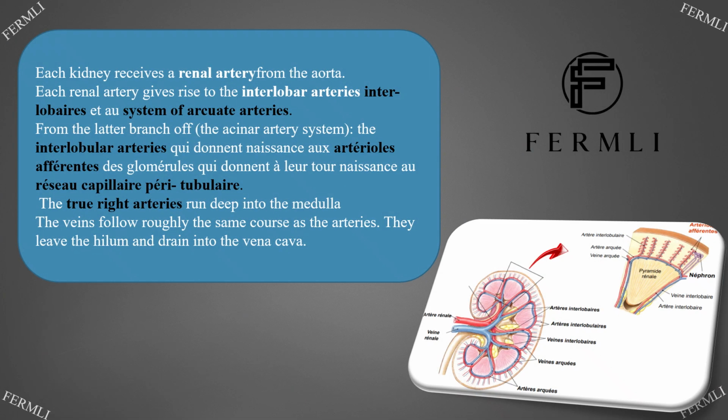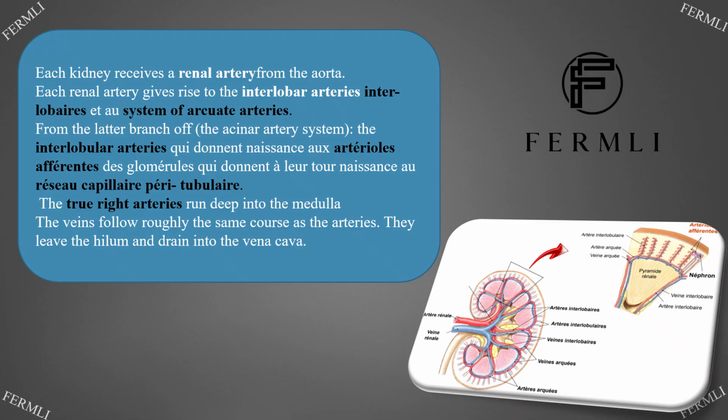Each kidney receives a renal artery from the aorta. Each renal artery gives rise to the interlobar arteries and a system of arcuate arteries. From the latter branch off the interlobular arteries, which give rise to the afferent arterioles of the glomeruli, which then give rise to the peritubular capillary network.